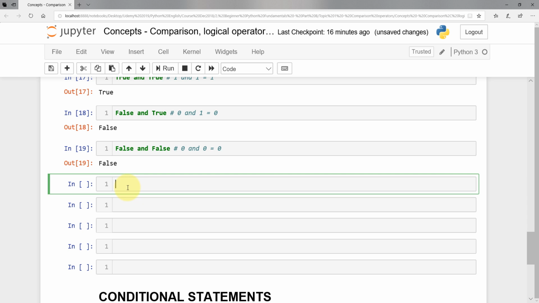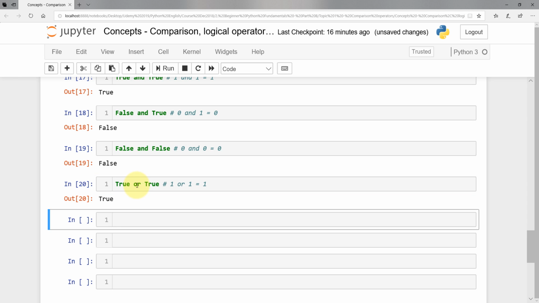All right, let's take a look. Let's say true or true. That should generate true. So here I'm saying 1 or 1, so the output should be 1. Let's run that. That tells me true or true is actually true.